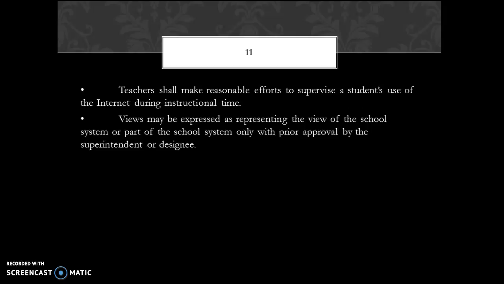Teachers shall make reasonable efforts to supervise a student's use of the Internet during instructional time. Views may be expressed as representing the view of the school system or part of the school system only with prior approval by the superintendent or designee.